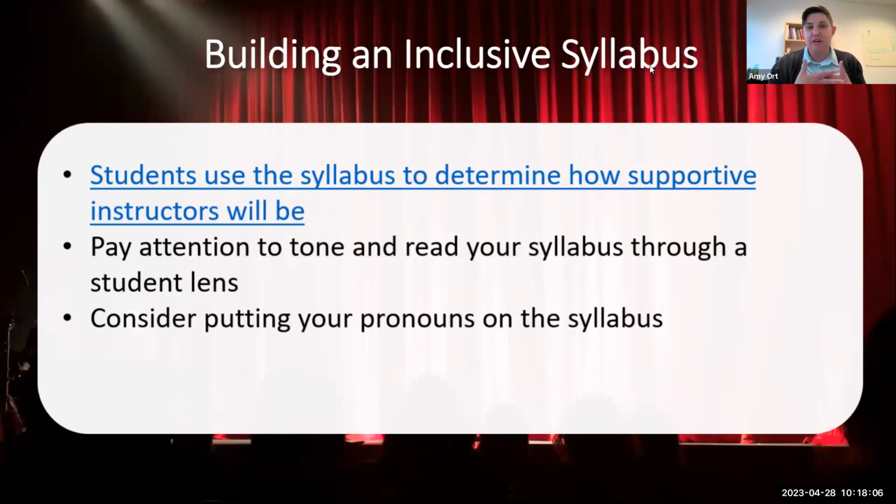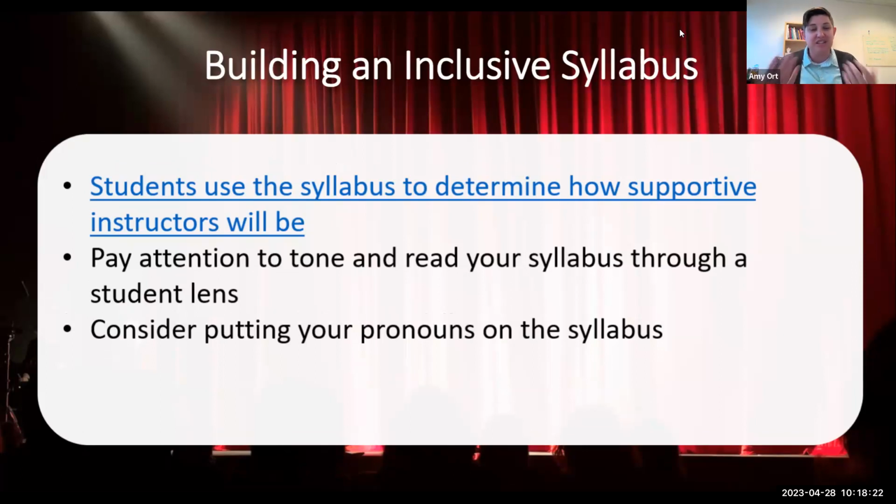So you may not be in a space where this is a thing you can do, but as much as possible, putting those pronouns on your syllabus tells those students that you are going to be supportive of trans and non-binary students, right? Because nobody is putting their pronouns out there if they're not doing it as a way of signaling support to those communities. So that's just a really, really quick and easy thing that you can do.